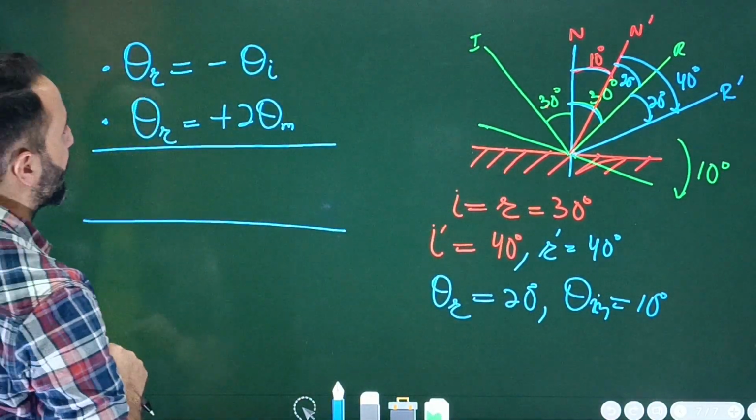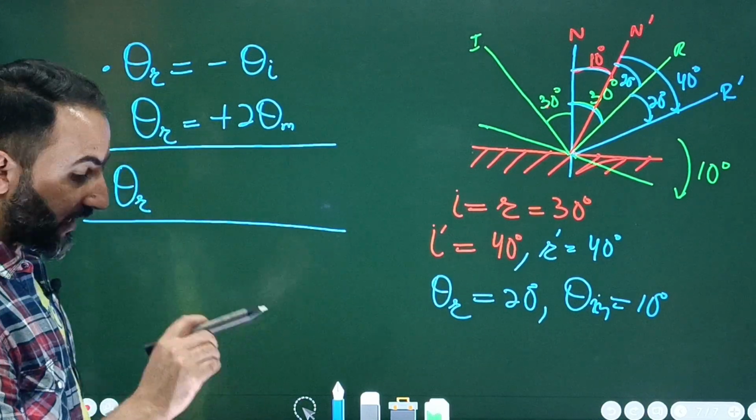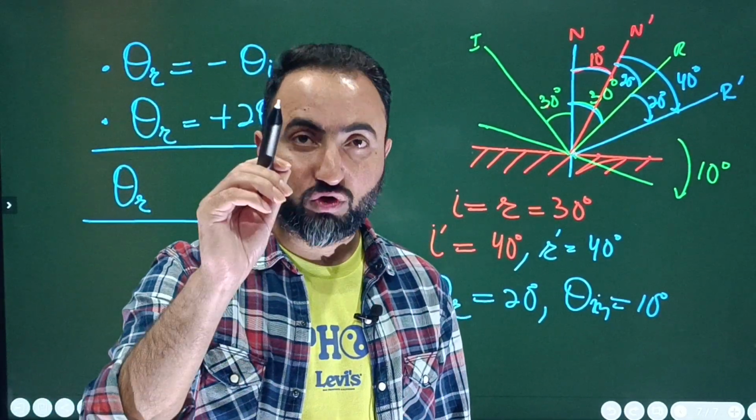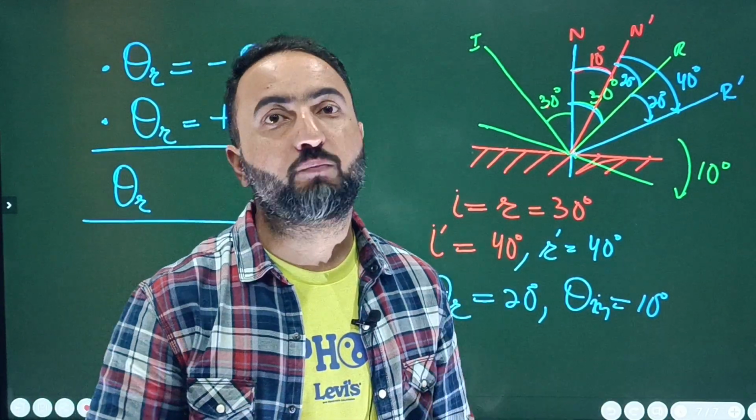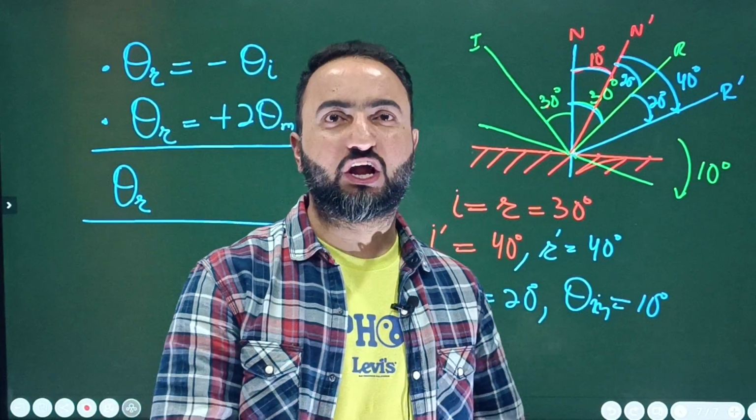So the combined effect of the two will be what? I am not adding these two equations. Keep in mind, I am not adding these two equations. What I am trying to say is that if for example both the incident ray and the mirror are rotated, then the question becomes even more complicated. But with the help of this equation, you can solve any difficult question.